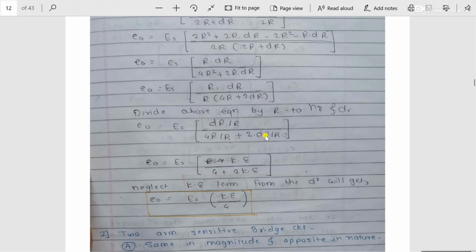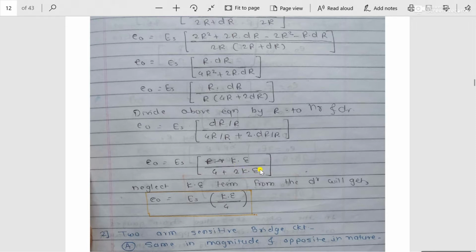Similarly here also the delta r upon r term is present, so it is replaced in the form of k into epsilon. But here one assumption we have to consider: whatever k into epsilon terms are present at the denominator, we have to neglect those denominator terms from this particular equation. In any equation, if you get k into epsilon terms at the denominator, we have to neglect them.